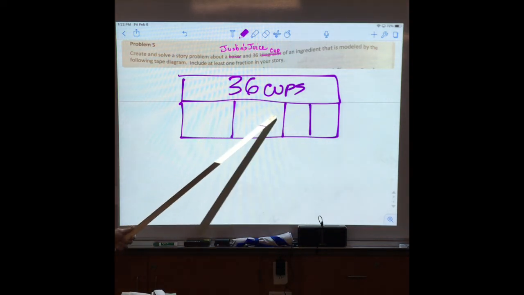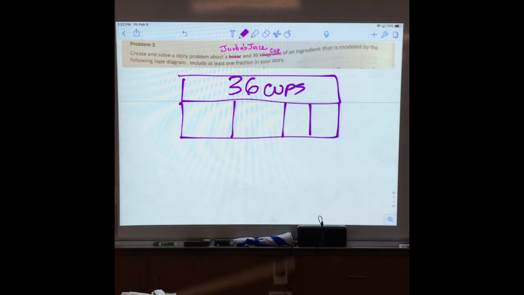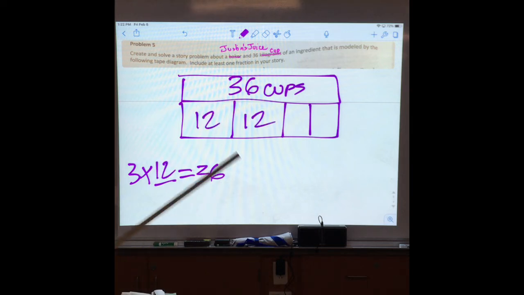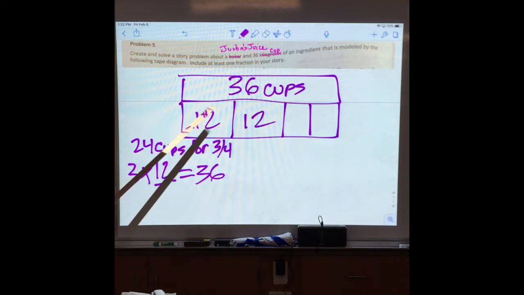How many cups do we have in all three of these? Well, 36. What 3 times what is 36? That's right, 12. Good job. There's 12 cups, 12 cups. So he's going to use 24 cups. You use 24 cups for 3/4 of his total 36 cups for regular Justin's juice.